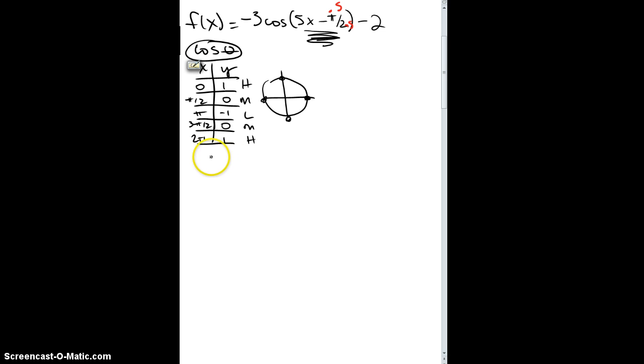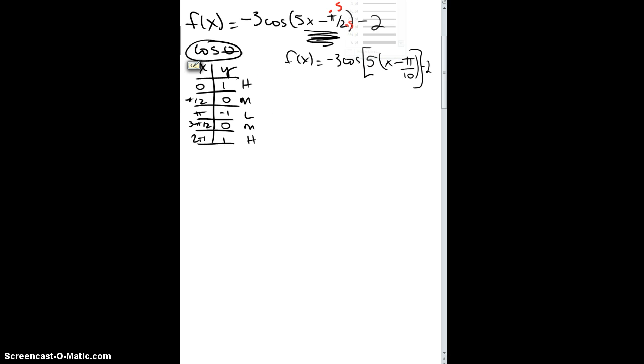All right, so when I factor, I get f of x equals a negative 3 cosine, there's my bracket, I'm going to factor out the 5. Then I get x minus, now when I factor out this 5, it just comes out of the numerator, right? Because that's where the 5 is coming from. And so I get what? Pi over 10. And then I still have my minus 2 there. You can double check when you do the distributive property. That's 5, that'd be a half. So that's good.